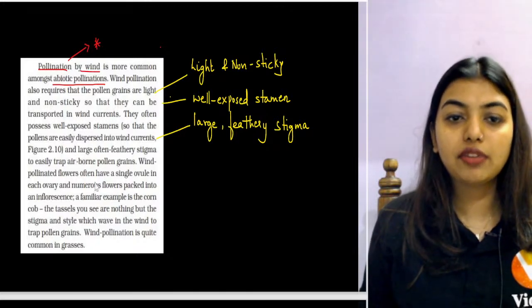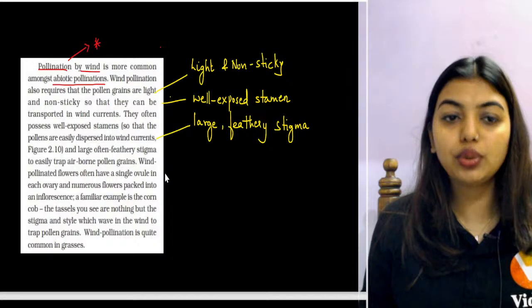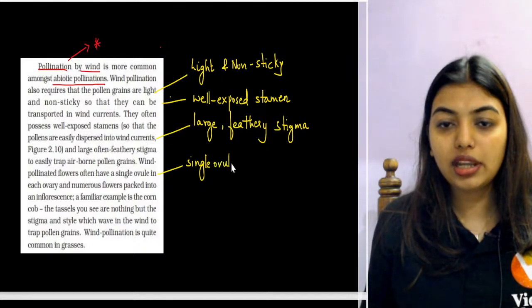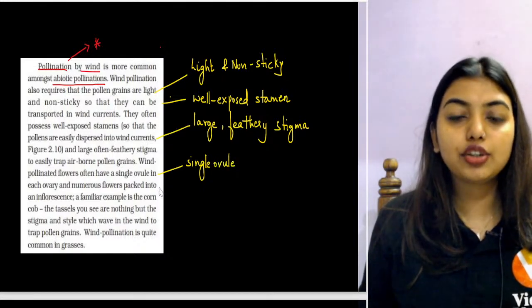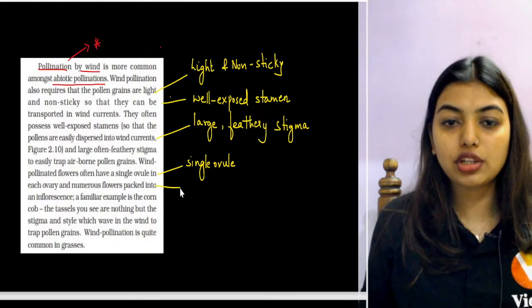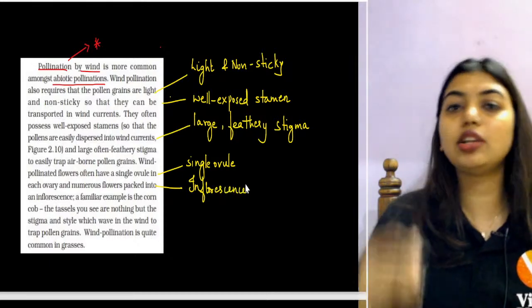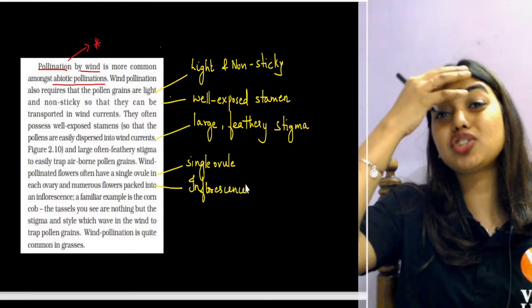Wind pollinated flowers often have a single ovule in each ovary. They'll usually have a single ovule in each ovary, and numerous flowers packed in an inflorescence. So they usually have an inflorescence, because see, the look of the flower and the size of the flower will not matter that much, because it is not insect pollination.